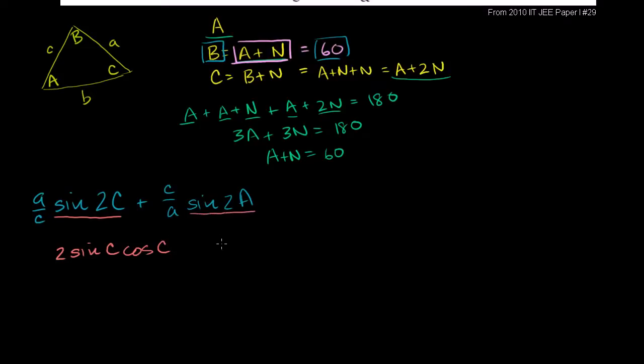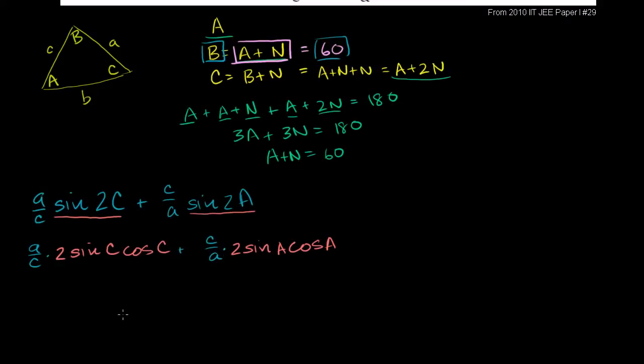So sine of 2a over here is going to be 2 sine of a cosine of a. That's just a standard trigonometric identity, and in the trigonometric playlist, we prove that identity. I think we do it multiple times. And then out in front, we have our coefficient still. We have a over c times this plus c over a times this.